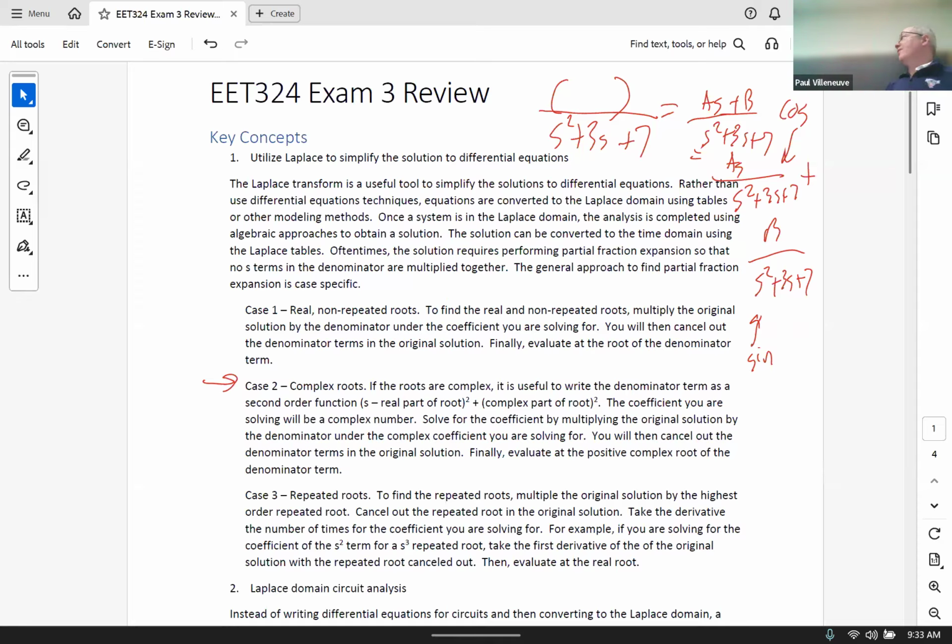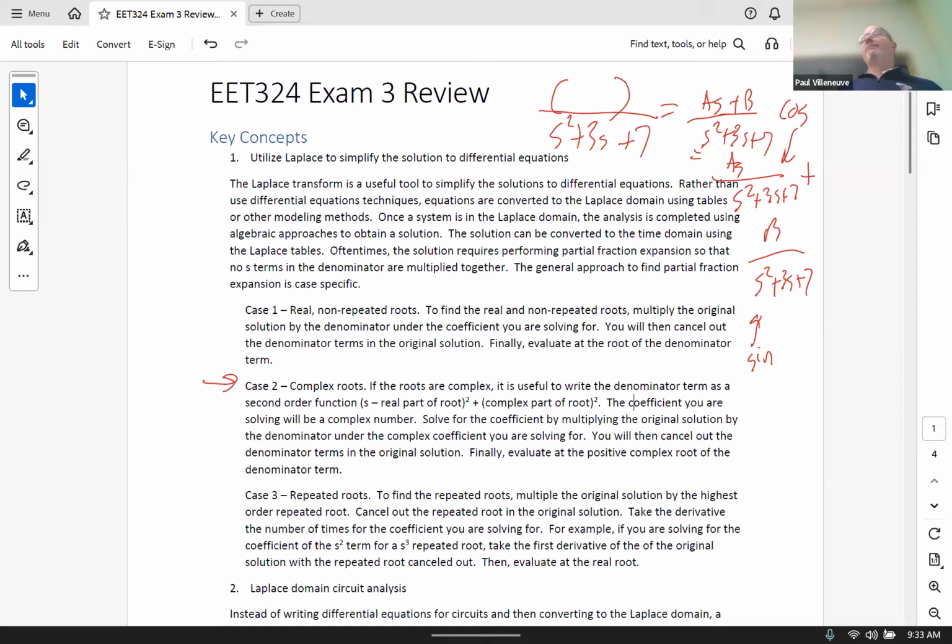Next semester, if you take the follow-on class to this, we'll actually spend more time living in the Laplace domain, trying not to go back to the time domain, because partial fraction expansion can be cumbersome and take a lot of time to do. All right, so that's revisiting Laplace, very high level, but more importantly, being able to go from the Laplace domain to the time domain.